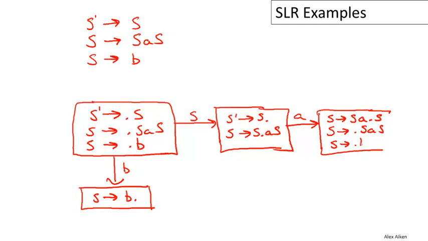All right, and then out of this state, now there are a couple of different possible transitions. We could see an S, or we could see a B. Well, if we see a B, then we wind up in this state over here. And if we see an S, well, what's going to happen? If we see an S, then we'll wind up in another new state.